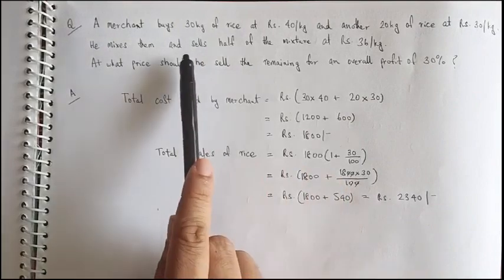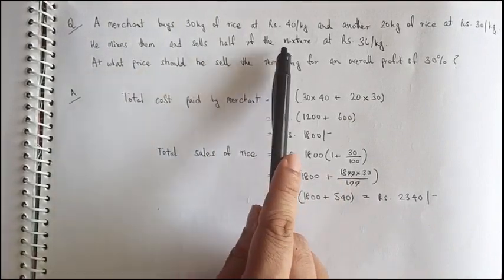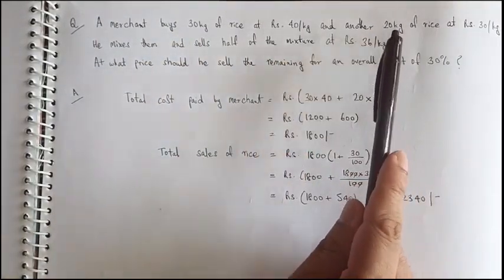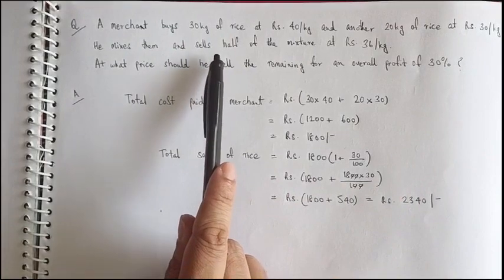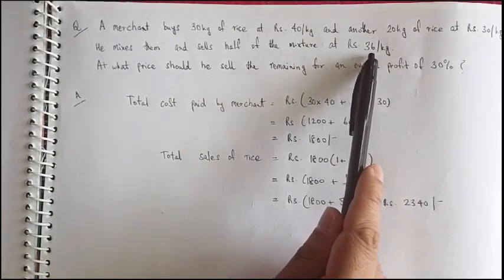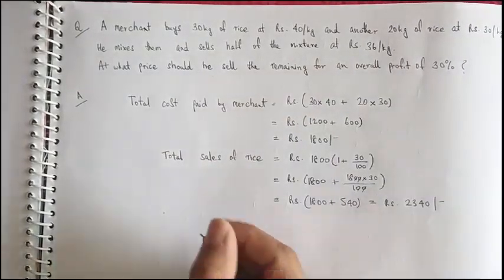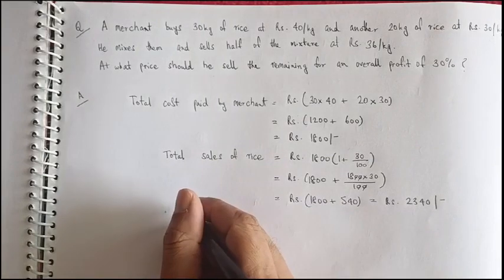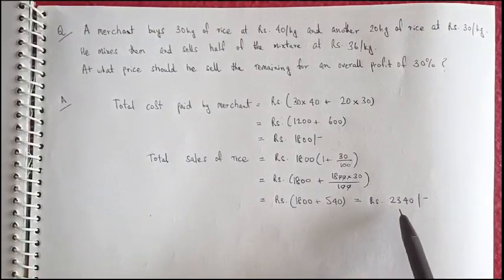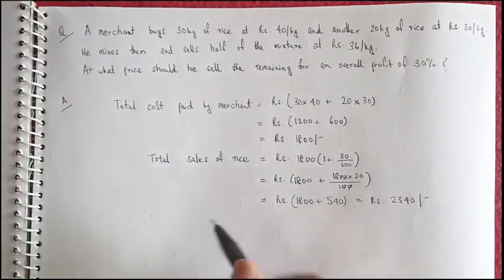Now how much has he already sold? So he has sold half of this mixture, right? So 30 kilo plus 20 kilo is 50 kilo. Of that he has already sold half, which is 25 kilo. So 25 kilo he has already sold at rupees 36 per kilo. So how much of more sales does he have to do to get a total of 2340? Okay.